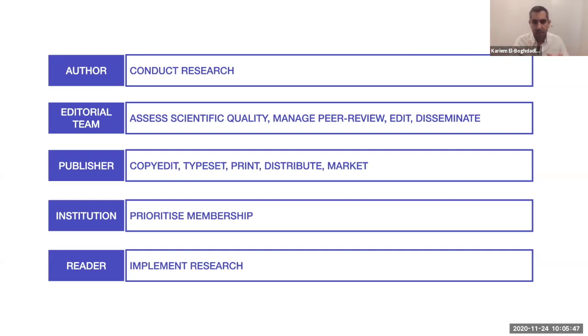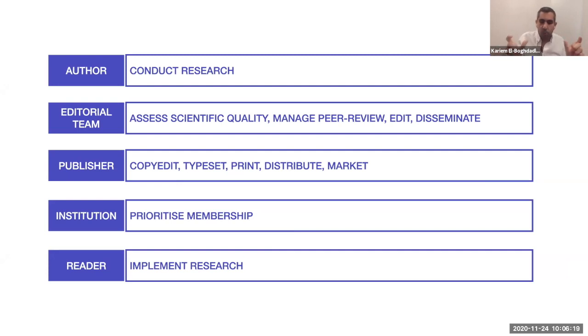And then of course there's the institutions. So for Anaesthesia, the institution is the Association of Anaesthetists. We are the journal of the association. For BJA, they are the journal of the Royal College. So these societies or institutions have to prioritize their membership and make sure that the journals that they are putting out are reflecting and supporting what their membership would want, hope, and expect.